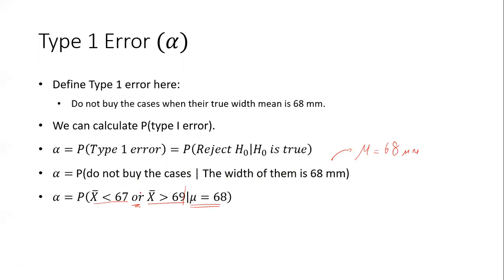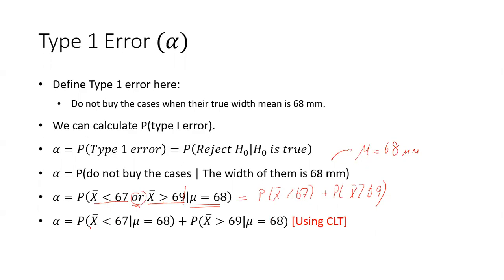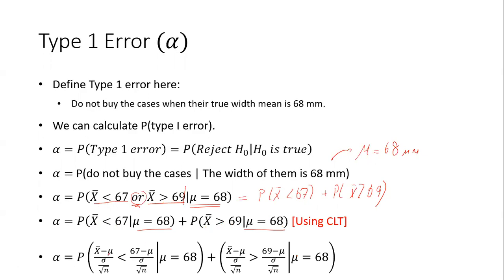Now, this is X bar smaller than 67 or X bar greater than 69. So you just add the probabilities like this: the probability that X bar is smaller than 67 given that mu is equal to 68, plus the probability that X bar is greater than 69 given that mu is equal to 68. Now using the central limit theorem, what we do is we just subtract the mean.